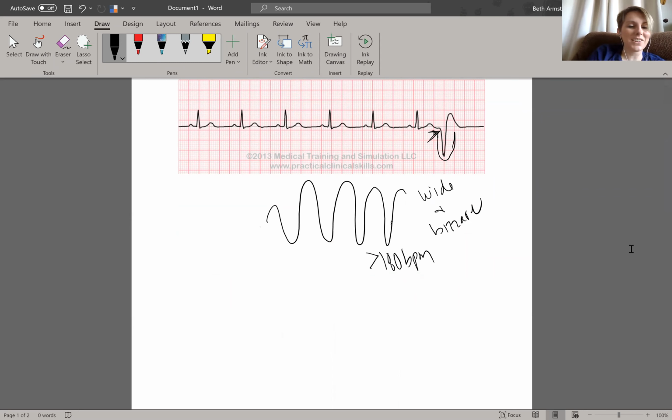Nope. No? Oh, you guys want to see my drawings? Yeah. Ventricular fibrillation just looks like this.